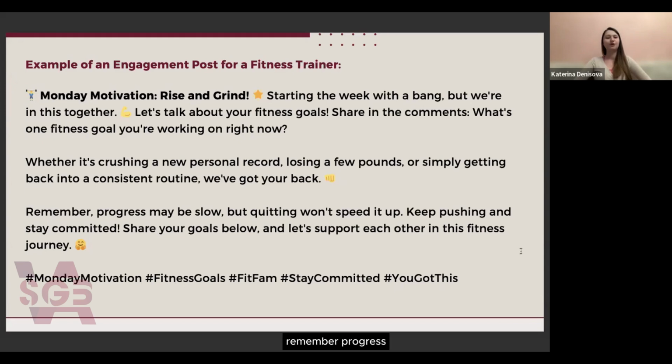got you back. Remember, progress may be slow, but quitting won't speed it up. Keep pushing and stay committed. Share your goals below and let's support each other in this fitness journey.